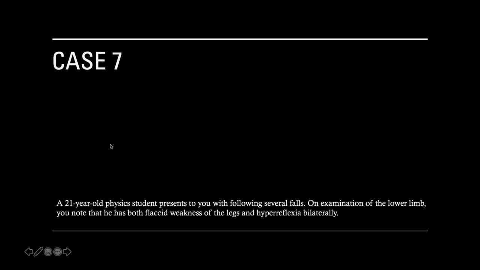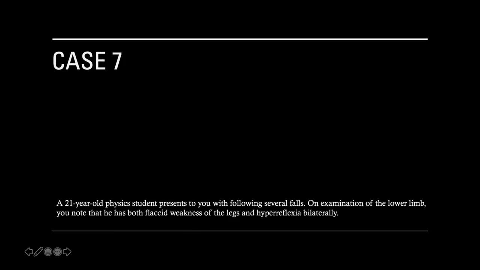So case 7, we have a 21-year-old physics student that presents to you following several falls. On examination of the lower limb, you note that he has both flaccid weakness of the legs and hyperreflexia bilaterally. So this is quite a famous patient that you have here, and you're back in the 1960s, and this is actually Stephen Hawking. So you have both lower motor neuron and upper motor neuron features.